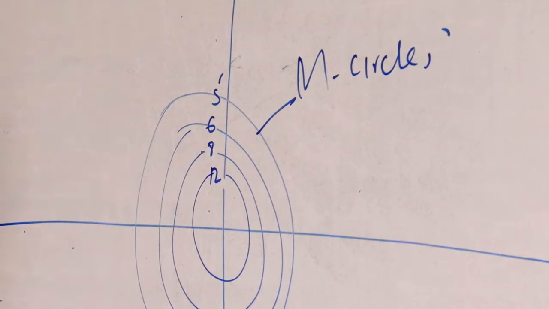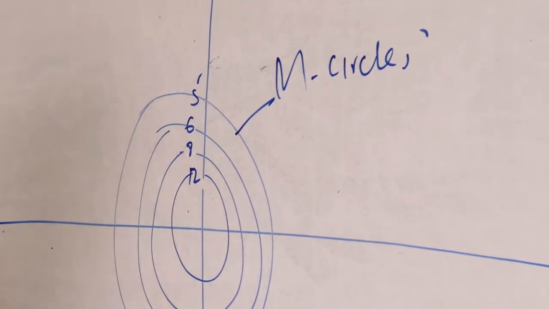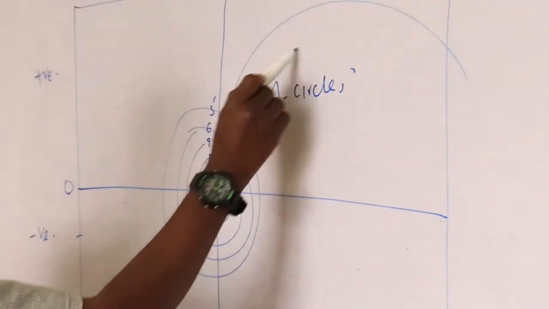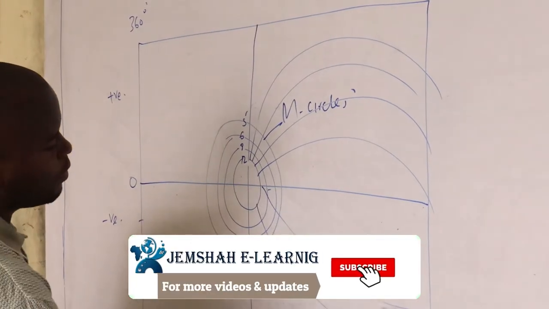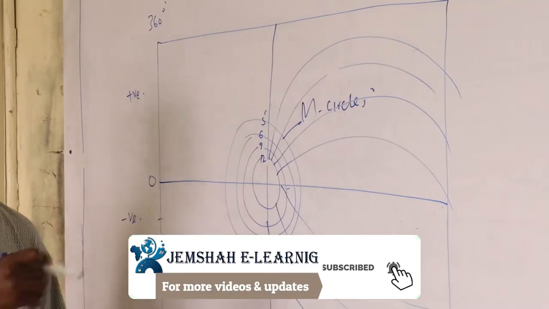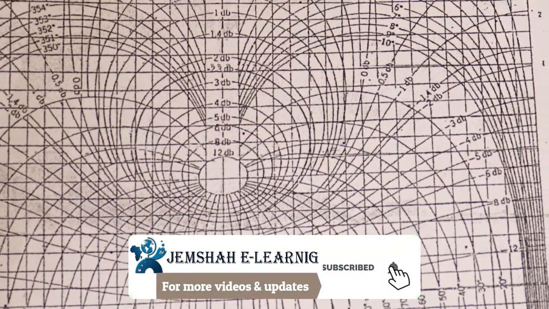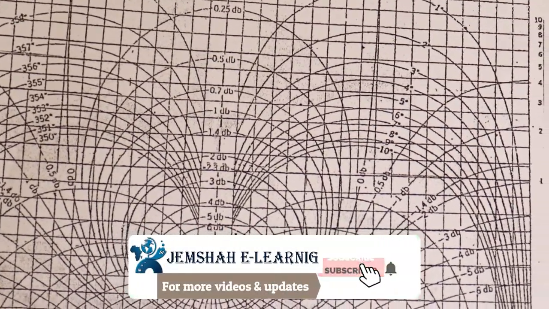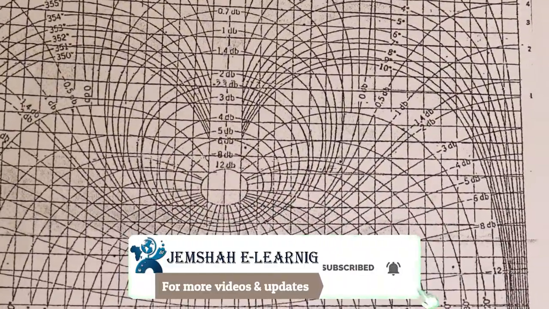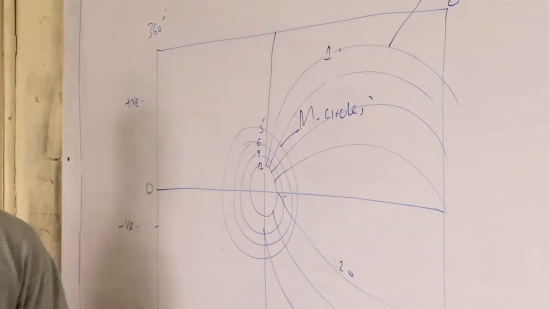Then there are also the ones for the angles. The ones for the angles are all over, and you'll find that the angles are placed on them, maybe 1 degree. Then you have several angles: 1, 2, 3, 4, 5, 6, up to 10. Then it jumps up to 20 maybe. Those are what we refer to as the N circles. So that is an overview.